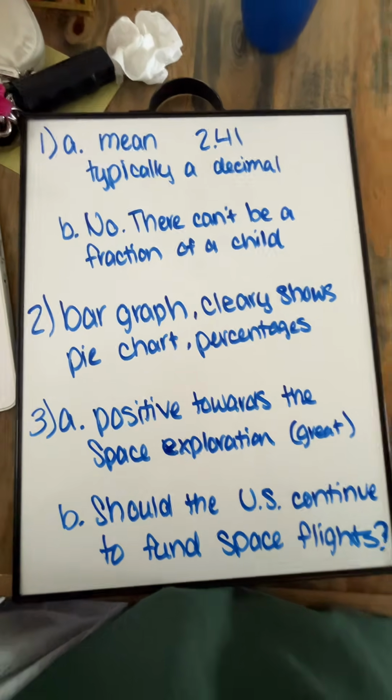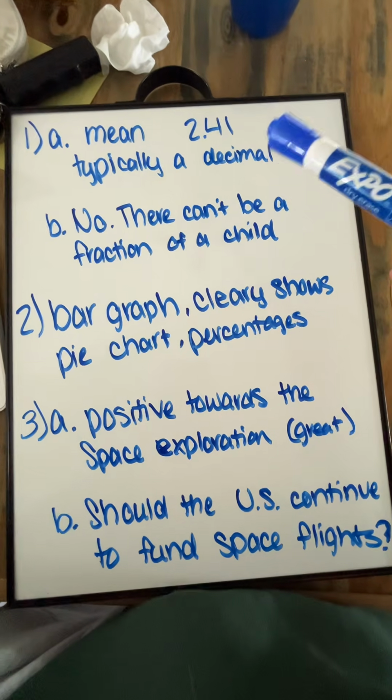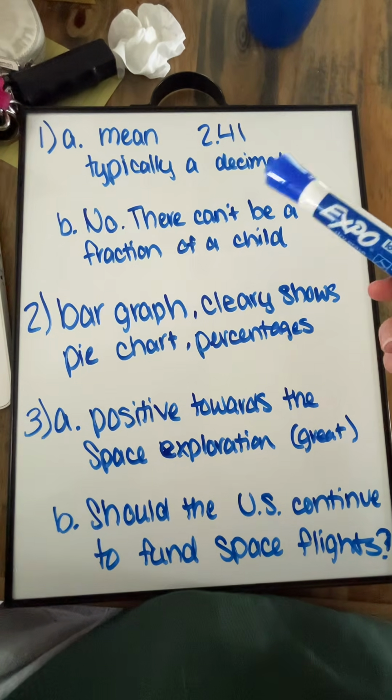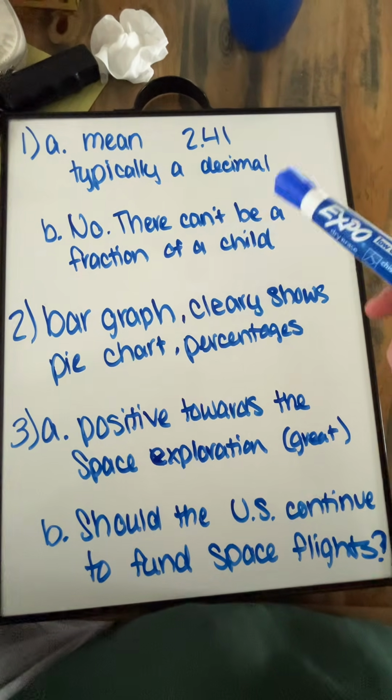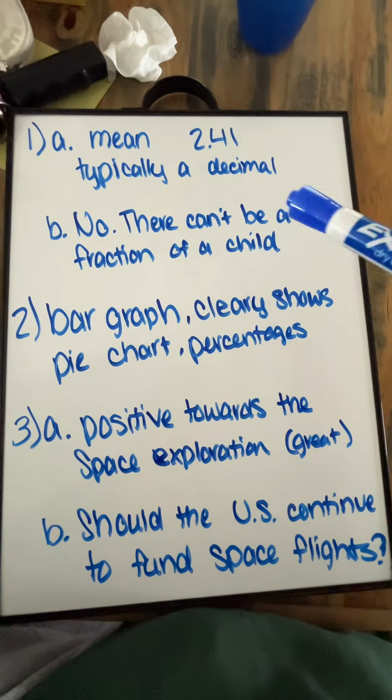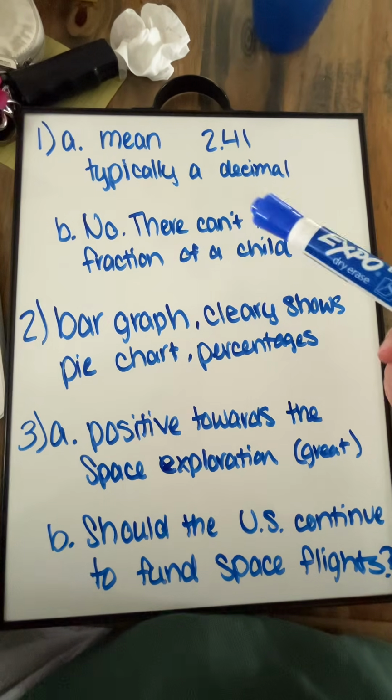So for number 1, I said mean because when you figure out the mean, it typically ends up being a decimal because you're adding a bunch of numbers, a bunch of data points, and then dividing by the amount of numbers. So it can result in a non-whole number.